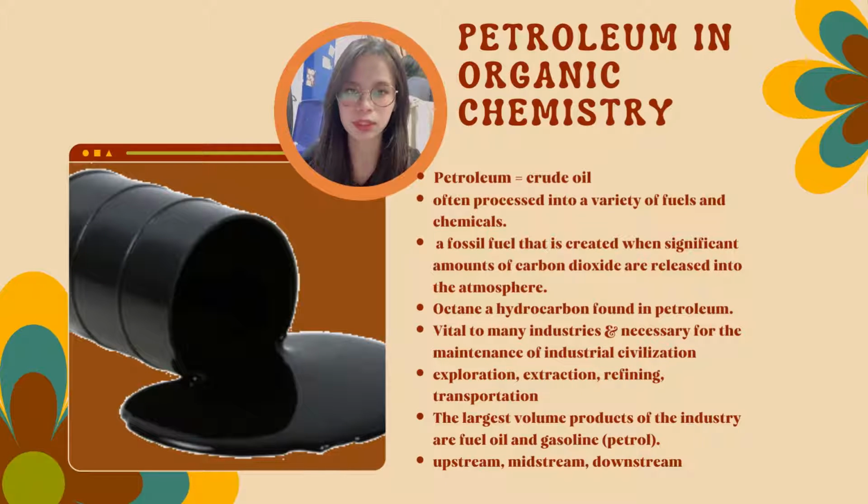Moreover, the industry is usually divided into three major components, which are upstream, midstream, and downstream. Upstream regards exploration and extraction of crude oil. Midstream encompasses transportation and storage of crude. Downstream concerns refining crude oil into various end products.